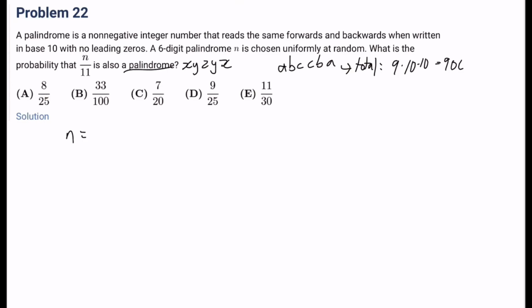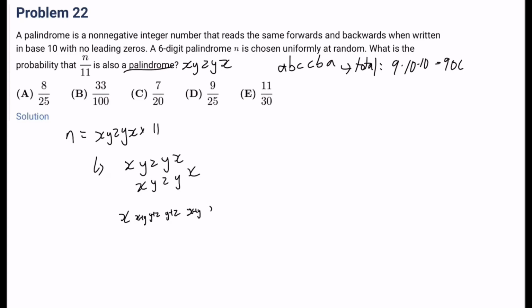Then that means N is going to be equal to x, y, z, y, x times 11, and that's just going to look something like x, y, z, y, x, x, y, z, y, x. That's going to be x, and x plus y, and y plus z, and y plus z, and x plus y, and x. And so this is a palindrome only if x plus y is less than 10, so it doesn't carry over, and y plus z is less than 10, so it also doesn't carry over, right?